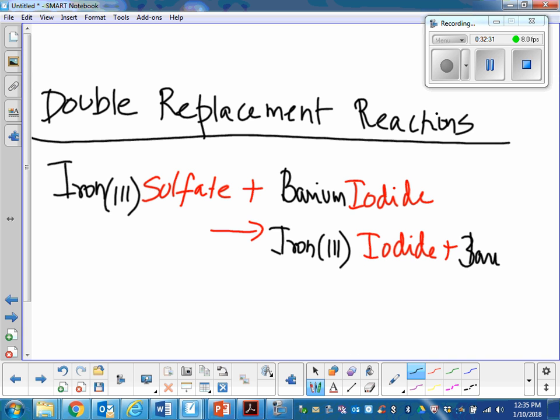Barium. 3. No, barium doesn't have a Roman numeral. Okay, the way I wrote it, my bad. All right, it's barium, and my non-metal portion is my sulfate. Are we good? Do we understand this?